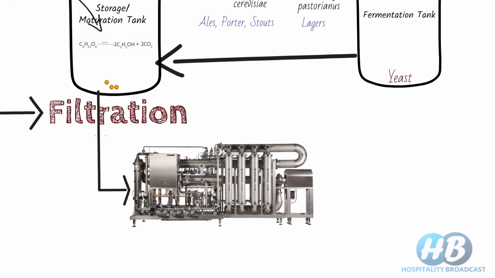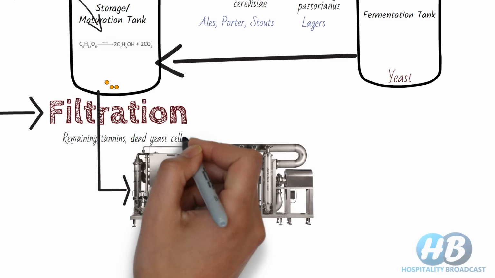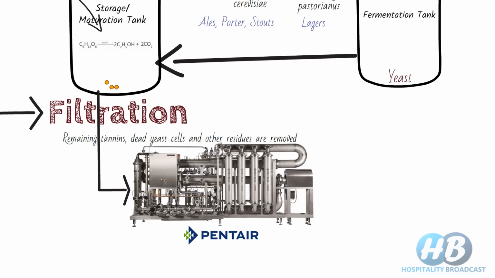For example, this is Smart Beer Membrane Filter by Pentair. Now in filtration, any remaining tannins, dead yeast cells and other residues are removed and beer becomes more clear and beer acquires its natural texture and carbonation.